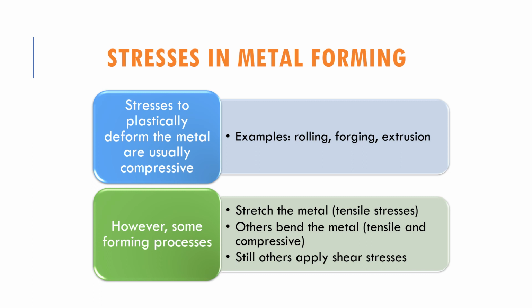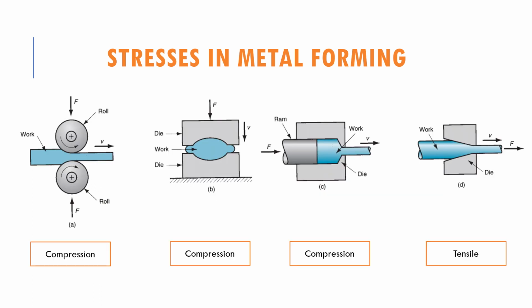In the metal forming process, we will need stress in order for us to change the shape of the metal. The stress to plastically deform the metal is usually compressive, for example in rolling, forging, and extrusion processes. However, in some forming processes, they are also tensile and sometimes a combination of tensile and compressive. For example, wire and bar drawing is more of a tensile stress process. Still others also apply shear stresses. So let us look into the processes.